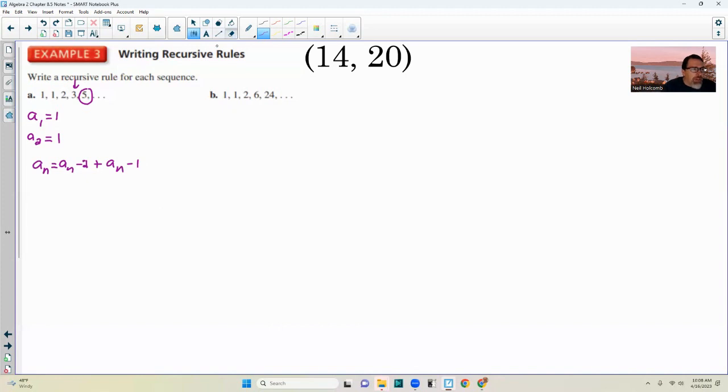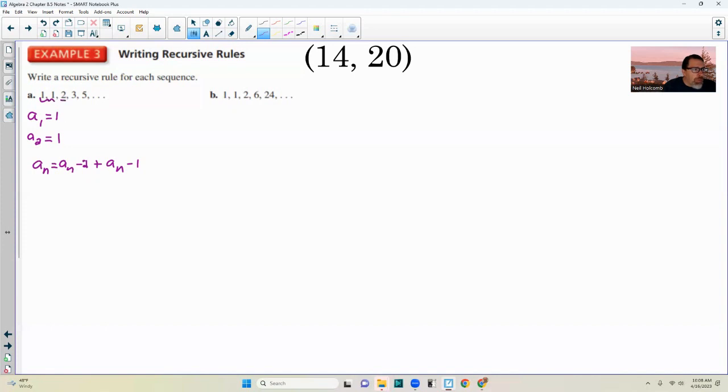Okay, well, this is called the Fibonacci sequence. Fibonacci was an Italian mathematician, and he came up with this. And it's basically growth reproduction, like rabbits. You have 1 and 1, now you have 2, then you have 3, then you have 5. So what's happening here is, what's 1 plus 1?